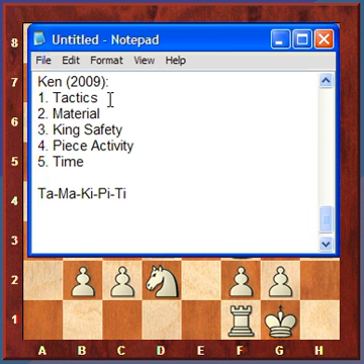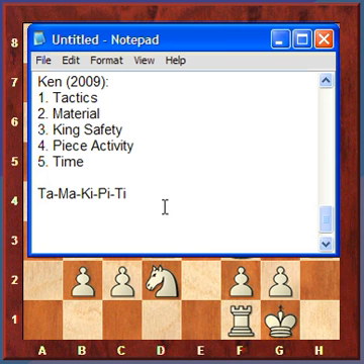I break it down into 5 things: tactics, material, king safety, piece activity, and time. And what I want to do is cover each one of these, because it's easy enough to say, great, that's how you do it, but the big question is, what do I mean by each one of these? So I'm going to explain each one of these.